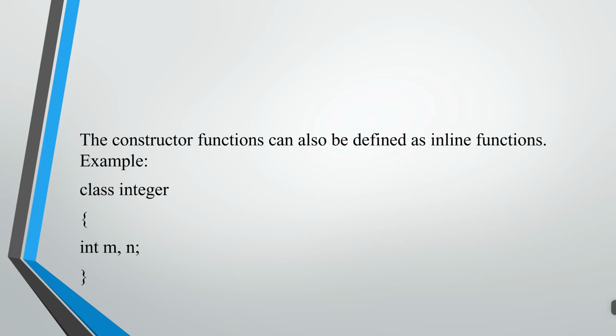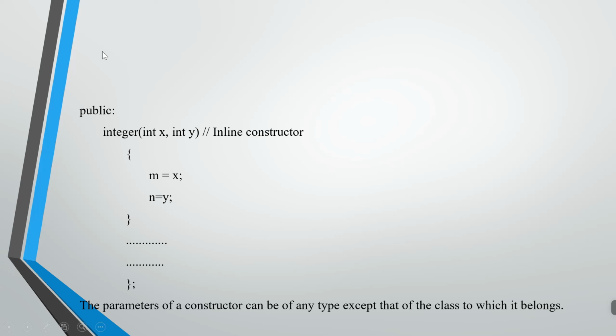A constructor can also be defined as an inline function. Let's see how it works. Here we have defined a class called integer with int m and n. Under public we are calling an inline constructor. This is what is called an inline constructor, wherein I'm declaring as well as defining, and then I'm using it.